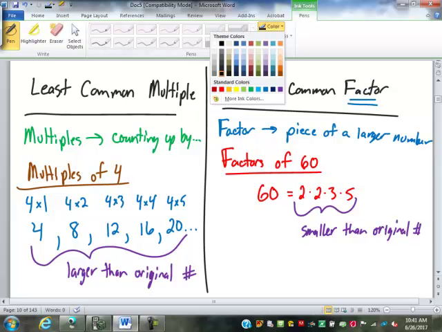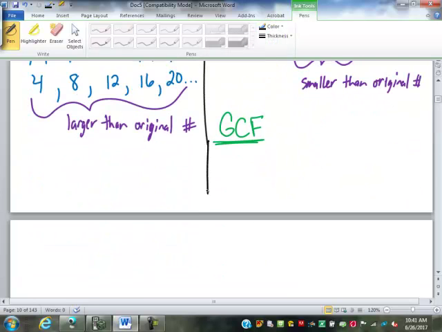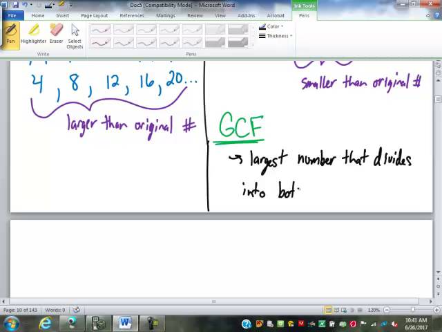We've talked a bit about greatest common factor. We used it for reducing fractions, abbreviated GCF. Greatest common factor is the largest number that divides into both numbers.